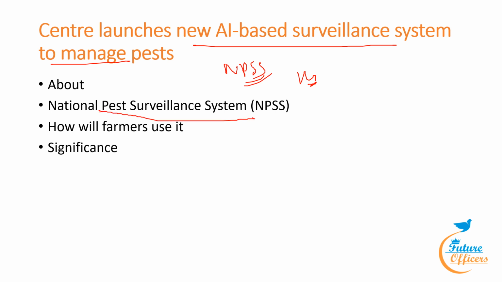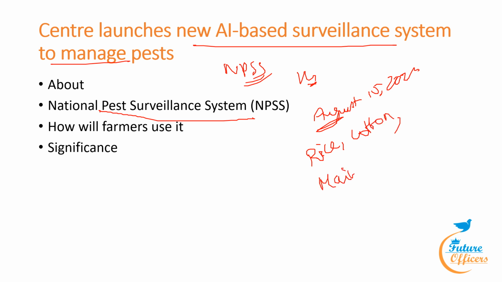The NPSS is an AI-based platform launched by the government on August 15, 2024. It is designed to help farmers connect with agricultural scientists and experts for effective pest control using their phones. It aims to reduce farmers' dependence on pesticide retailers. It provides data for selected crops, that is rice, cotton, maize, mango, and chilies. So how will farmers use it?